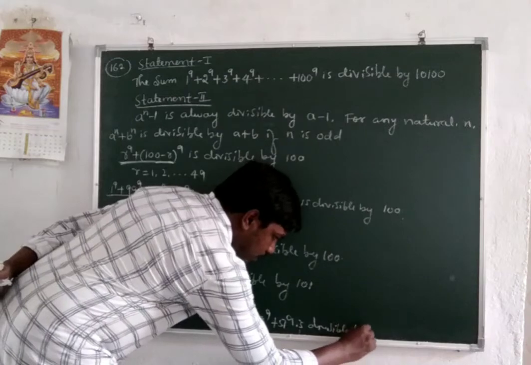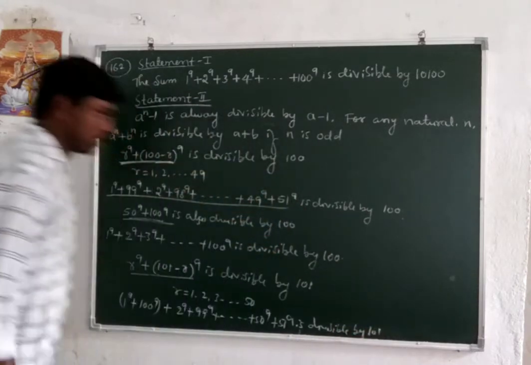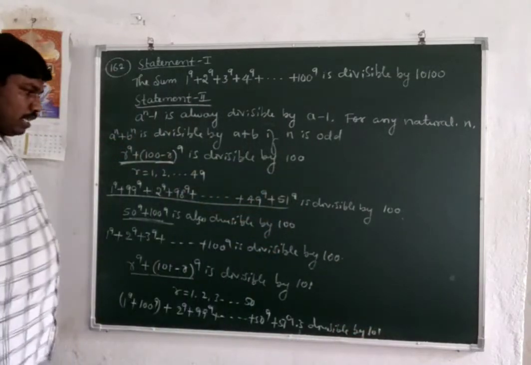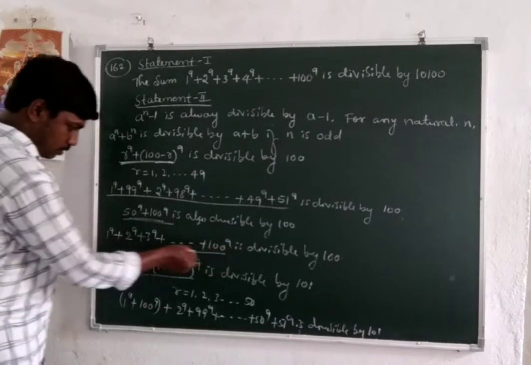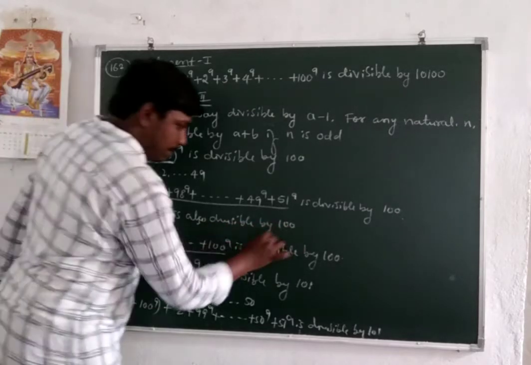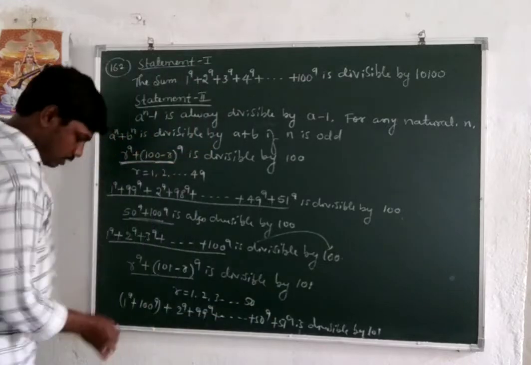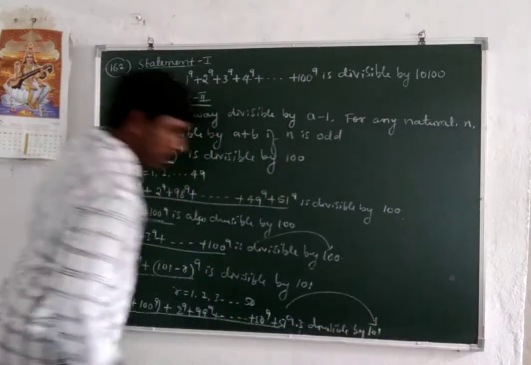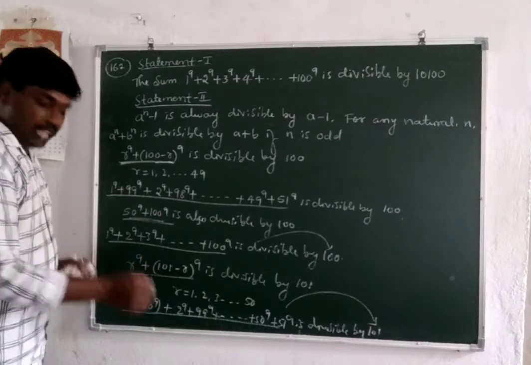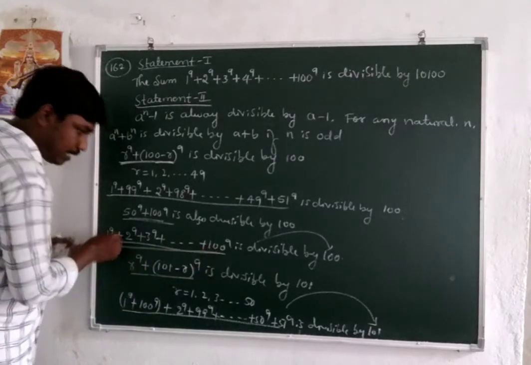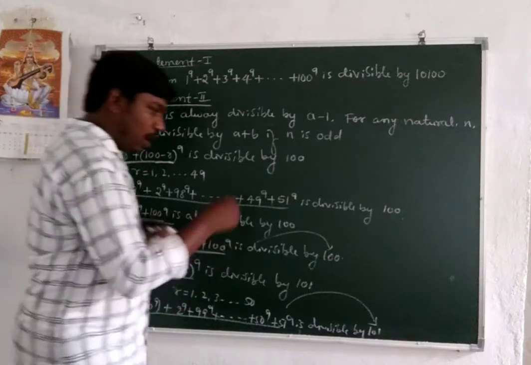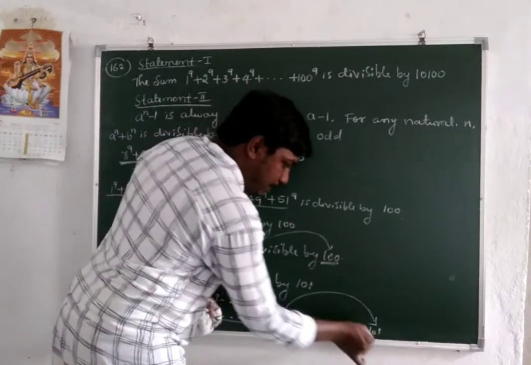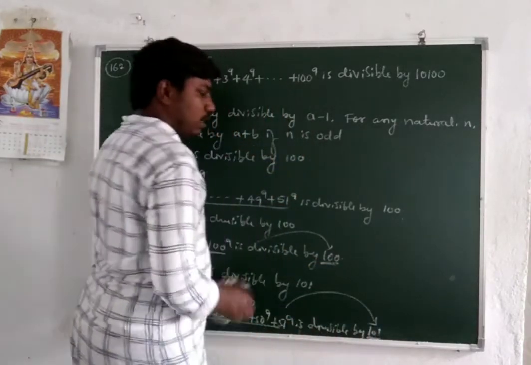Divisible by 101, right? Ready? So one number is divisible by 100. So the same number is divisible by 101. So then this number is also divisible by 100 into 101.